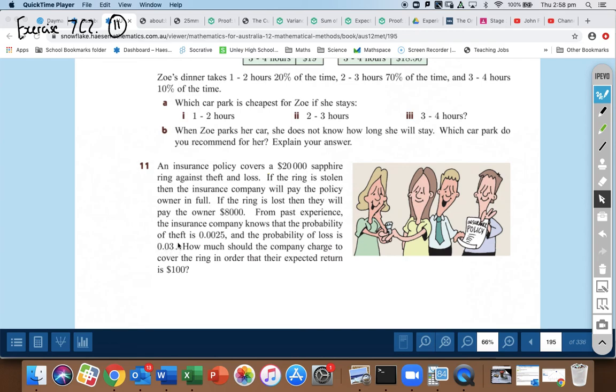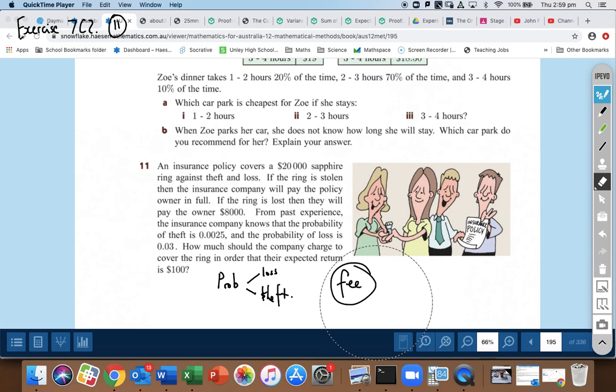So what does that mean? 3 out of every 100 people are losing $20,000 rings. Outrageous. And we also have to work out how the company can make $100. So there's a probability that they're losing money. We've got a probability of loss and theft. But we've also got to think about what fee they should charge to cover these costs.